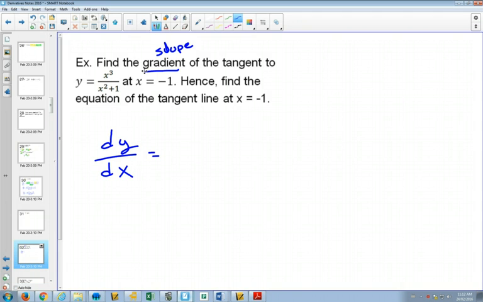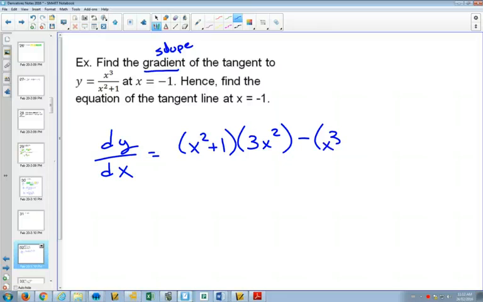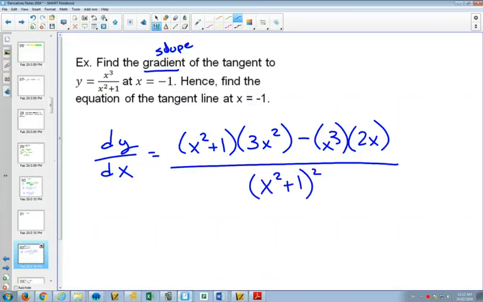Again, we have a quotient here, so we'll go to our quotient rule: keep the bottom one the same, derivative of the top, keep the top the same, derivative of the bottom, all over the bottom squared. At this point, if we want to find the slope of the tangent at x equals -1, we can plug in -1 for x.